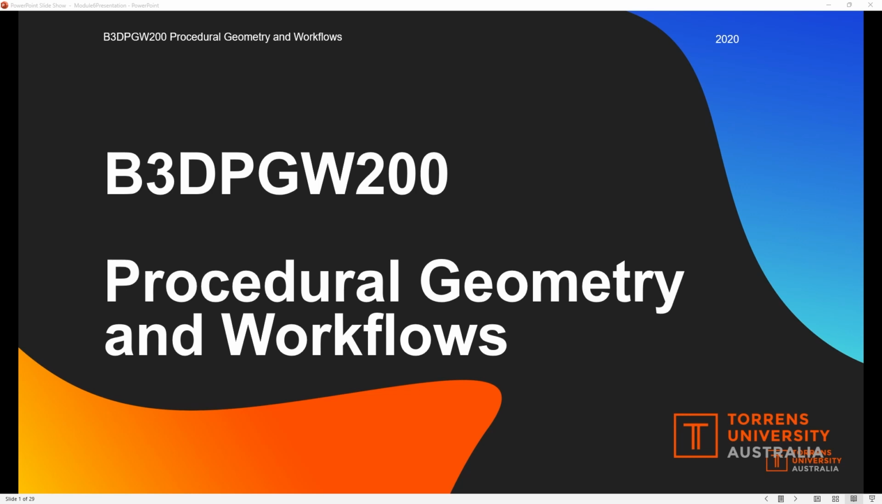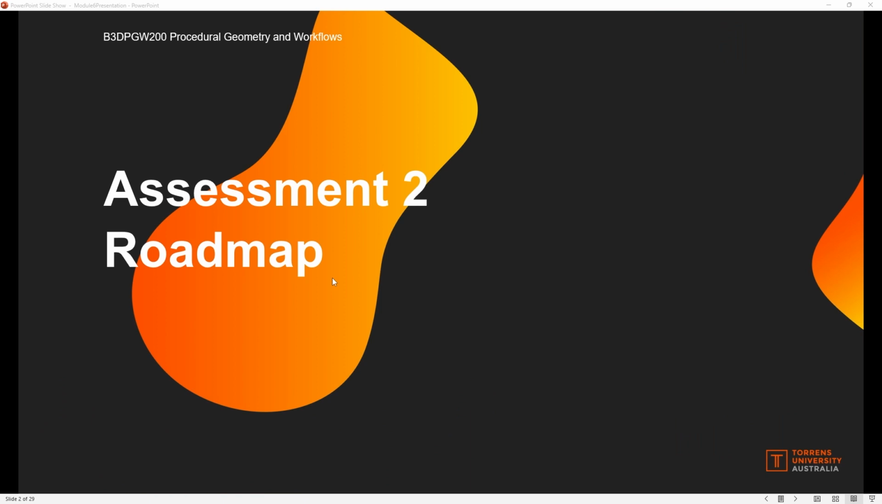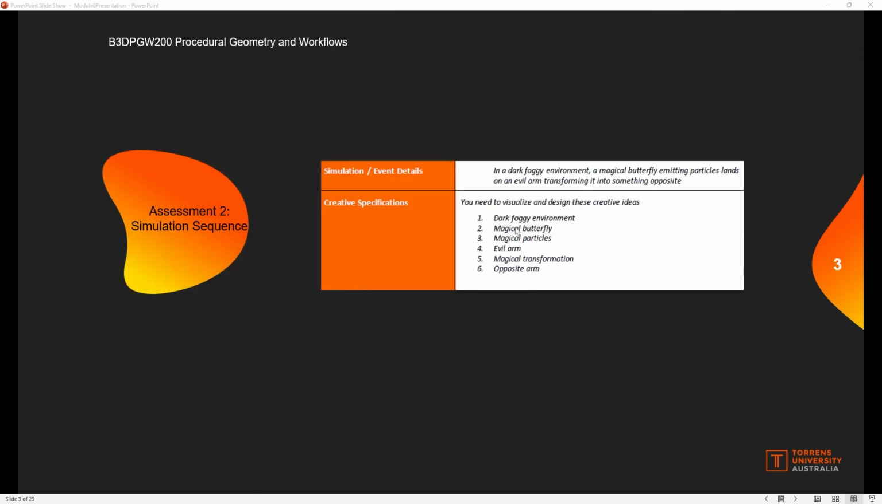Hi everyone, this is a recording for week 6. Just a reminder with regard to your assessment, you're going to be visualizing an effect sequence. This involves a dark, foggy environment, and a magical butterfly emitting particles, landing on some sort of evil arm, transforming it to something else.